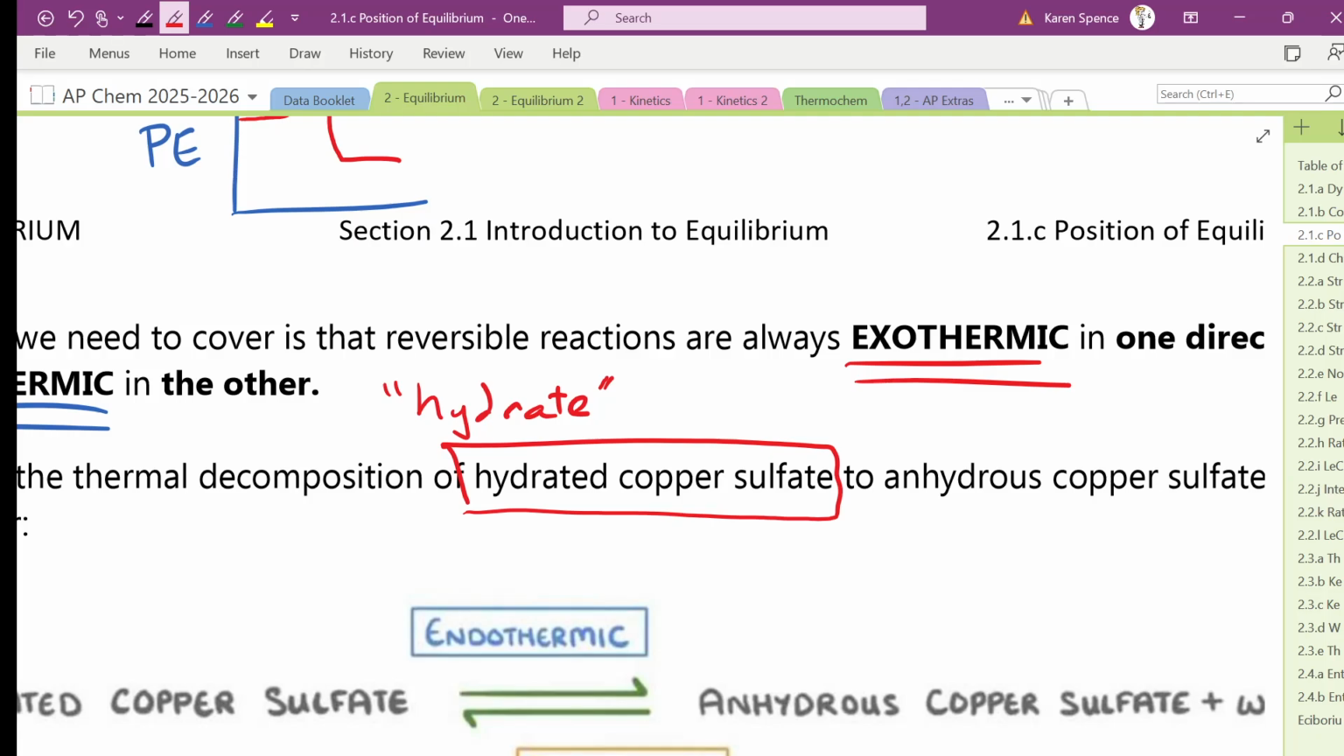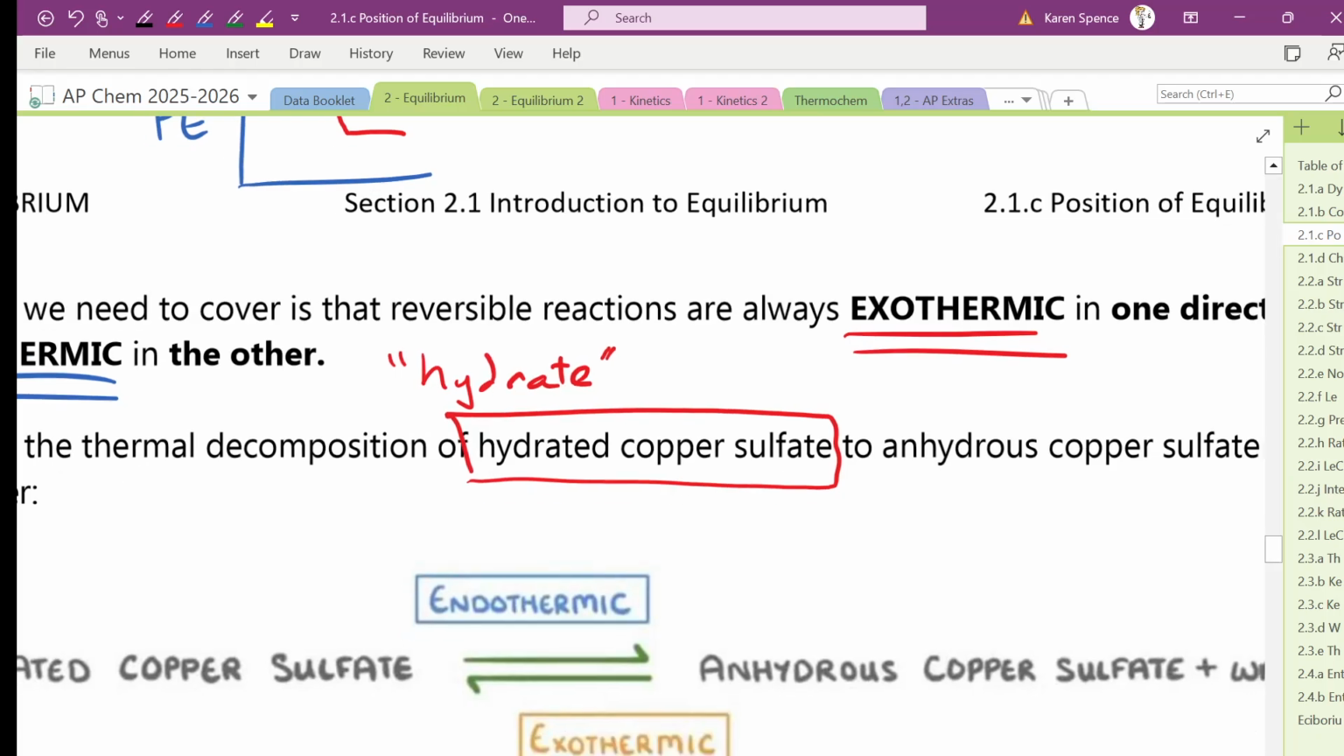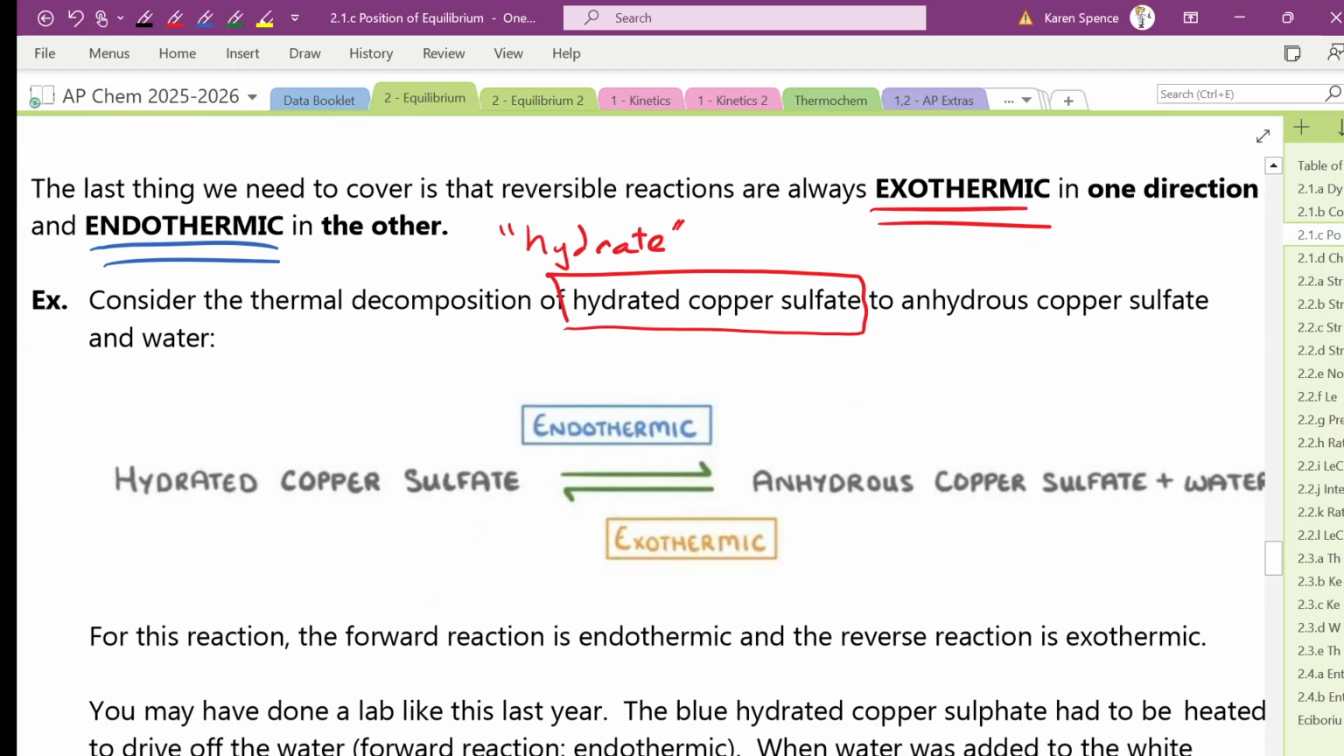Okay? Was that an endothermic or an exothermic process? That was endothermic because we had to heat it. We had to put heat in. Okay, so that's what's happening here. We have our hydrated copper sulfate, which we can write the formula for. Do you guys remember Cu, copper sulfate, copper 2 sulfate, CuSO4.